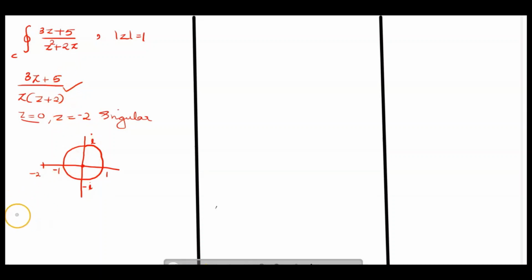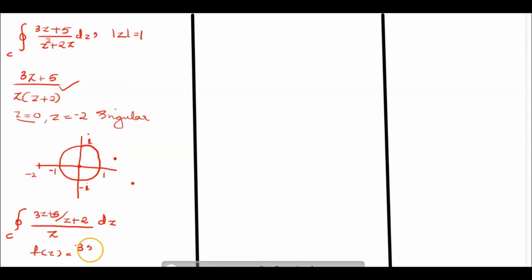So we can write it as closed integral over C of (3z + 5) divided by (z + 2) as our f of z, divided by z, dz. That means f of z is (3z + 5) divided by (z + 2).